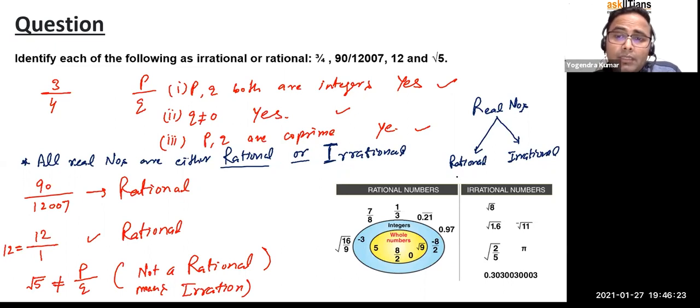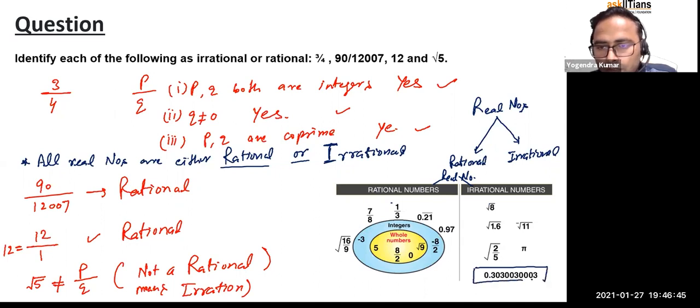Rational numbers can be written as integers, then whole numbers and all. I think you can understand from here. Real numbers are rational or irrational. Irrational are these forms. This form is terminating, but I'm coming to that also. We can add here one more thing.